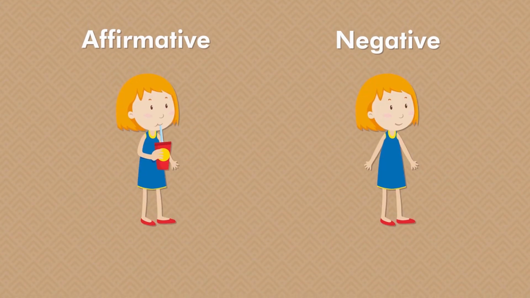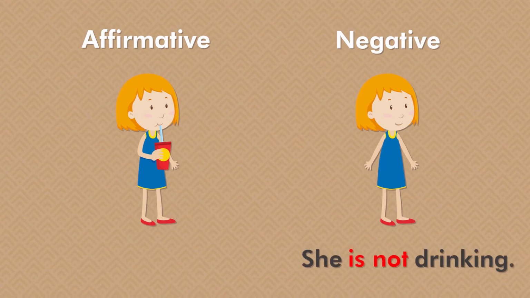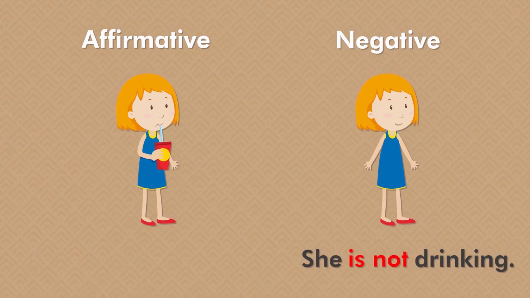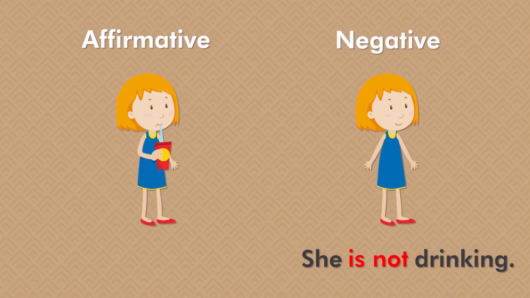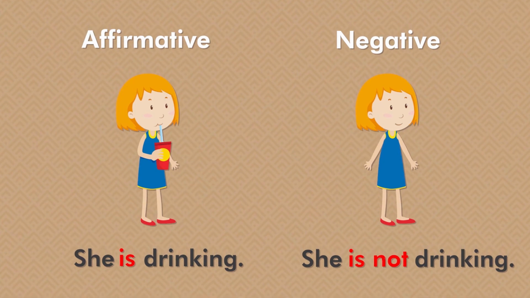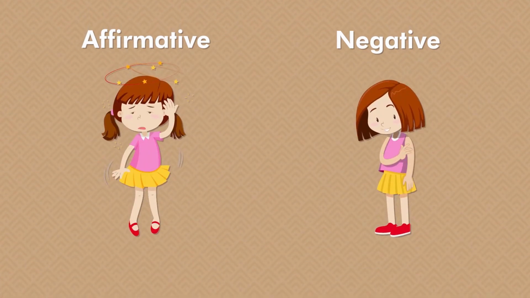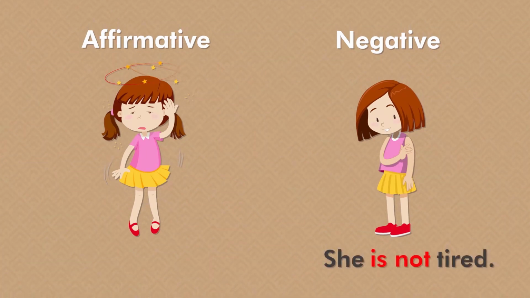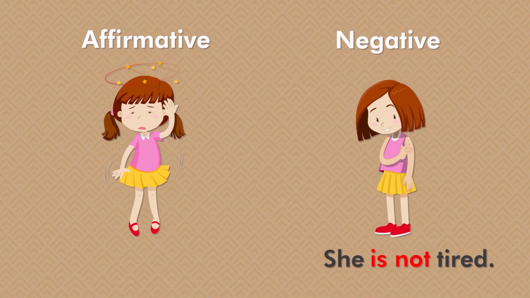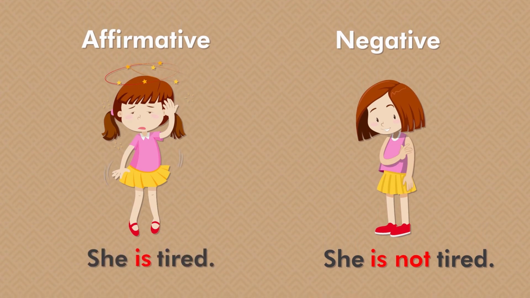Can you tell me what the affirmative for she is not drinking is? That's right. You would say she is drinking. Great work. Can you tell me what the affirmative for she is not tired is? You got it. You would say she is tired. Great work.